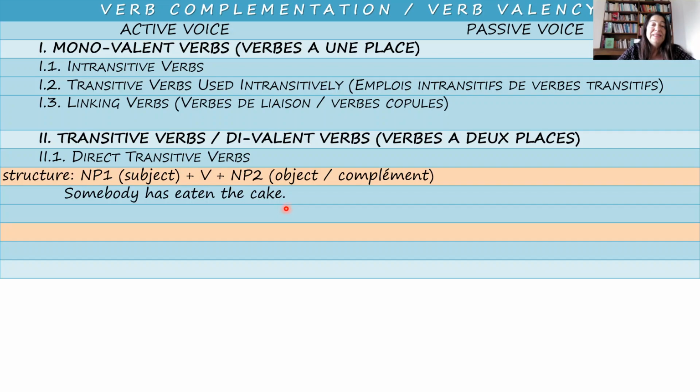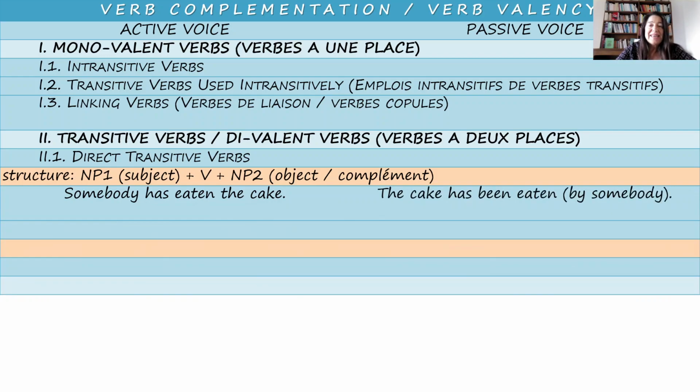Since we're in the active voice here, there is an object which is direct and which can be used as the subject of the passive voice, and the passive voice will be: the cake has been eaten. The agent may be mentioned as well by somebody.